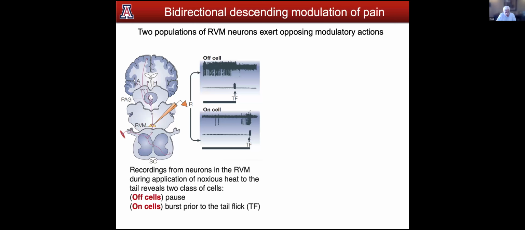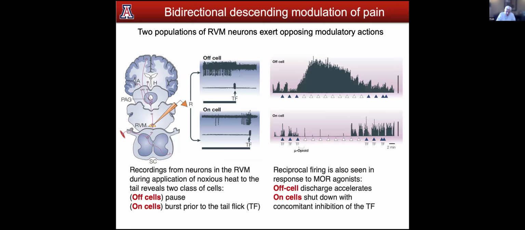Some cells in the rostroventral medial medulla were firing, and they turned off when the noxious stimulus was applied and the tail flick occurred. Other cells were silent; they started to fire when the noxious stimulus was applied and the tail flick occurred. And so the off cells were classified as pain inhibition cells. The on cells were classified as pain facilitation cells. Then the group went on to look at the consequences of analgesic drugs. Drugs such as opioids would increase the firing of the off cells, the pain inhibition cells, and suppress the firing of the on cells, the pain facilitation cells.